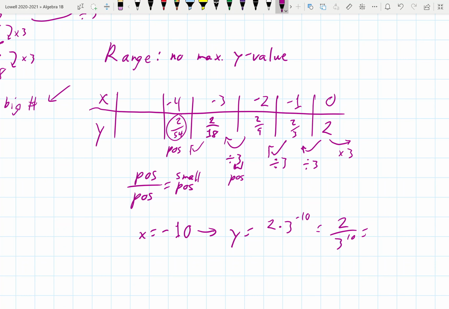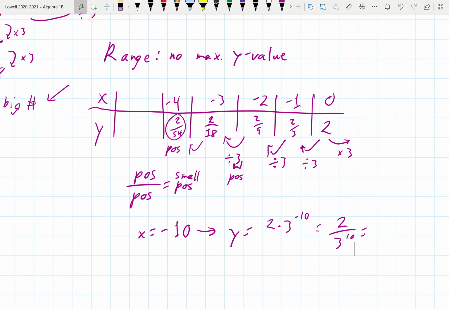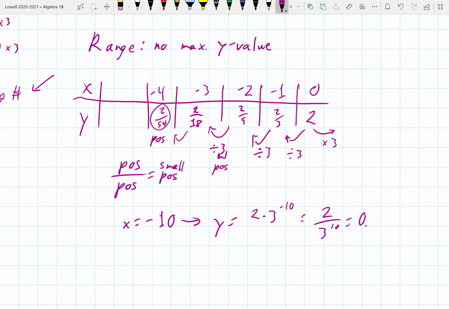And I'm going to pull out my calculator here. Okay, so I pulled out my calculator. Sorry about that. And I got 0.0000, so 4 zeros, 3387, and some more decimals, of course. Okay, so you can see that this number is very, very, very tiny. But again, it's still never going to hit 0 because you're still dividing it by a positive number.